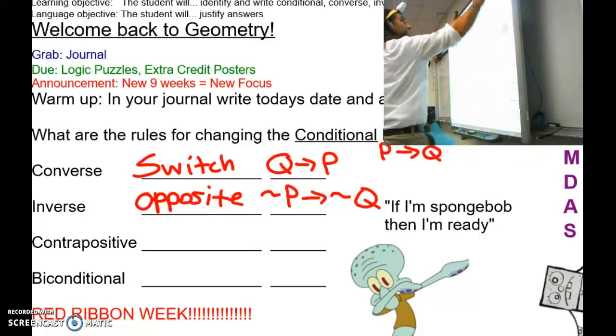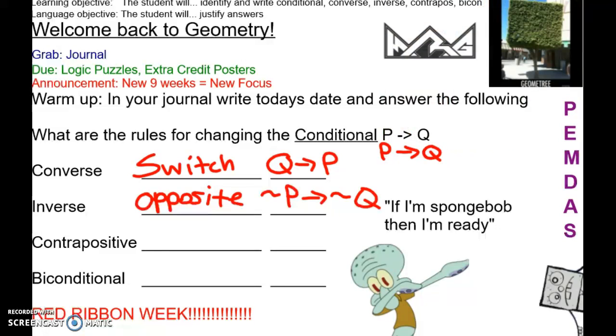Alright, so I'm getting a lot of positive feedback. Alright, so contrapositive is going to be both switch and opposite. So instead of P implies Q, it's going to be not Q implies not P, or squiggle Q, arrow, squiggle P. Alright, so it's switched and it's opposite. And we're all writing this down. Alright? So that's contrapositive.